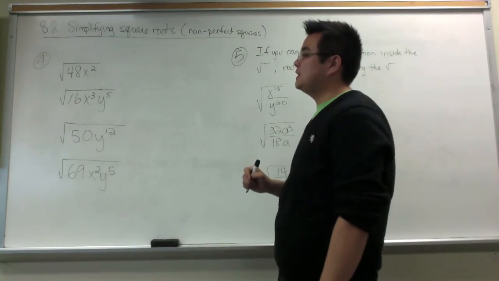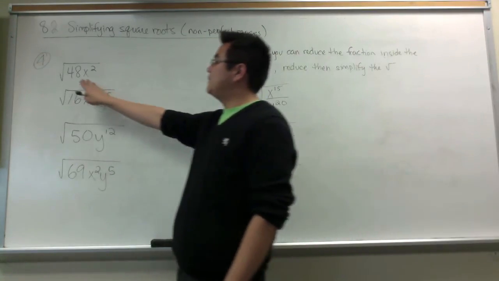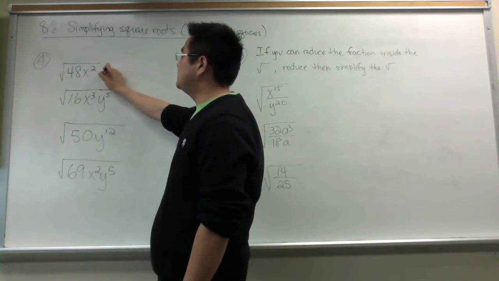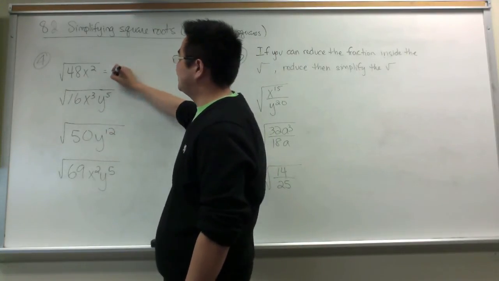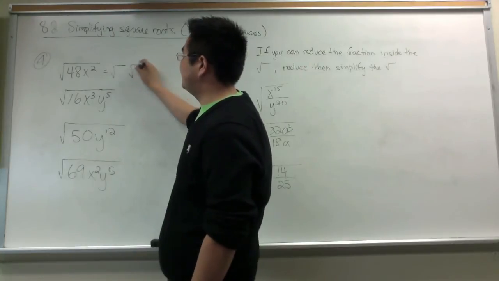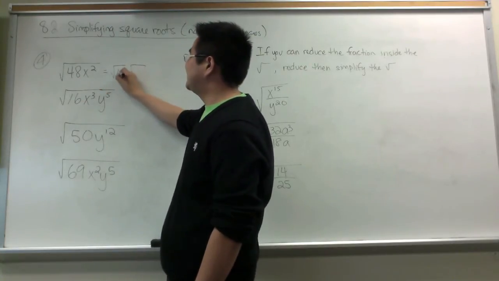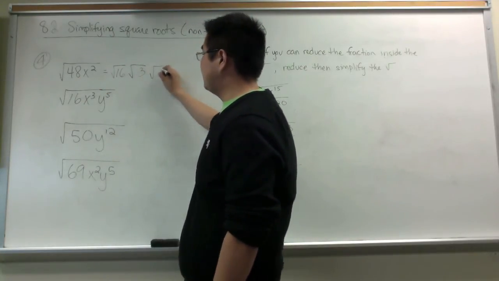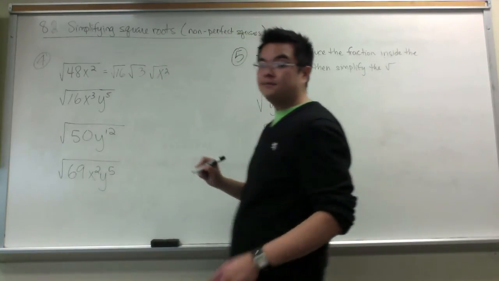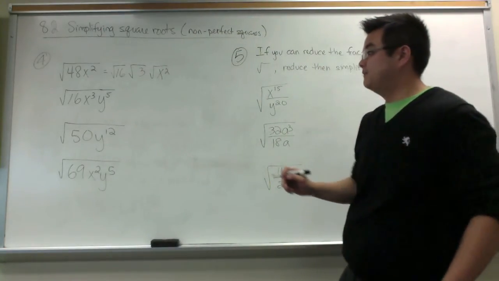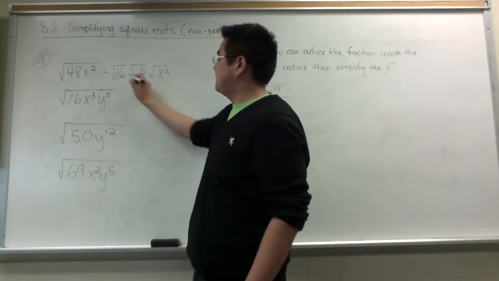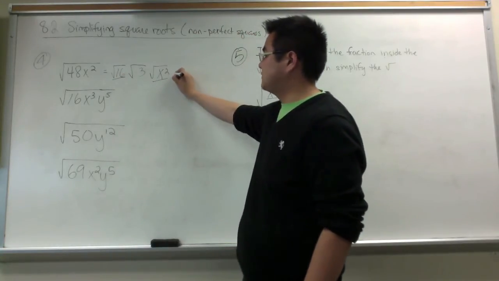In our next set of problems, I've combined the numbers and variables together in the radical. What we do is we treat them like they're separate problems. We're going to break each one up individually. 48, I'm going to break up into 16 and 3. And the square root of x squared, I'm going to leave alone because x squared is already a perfect square.